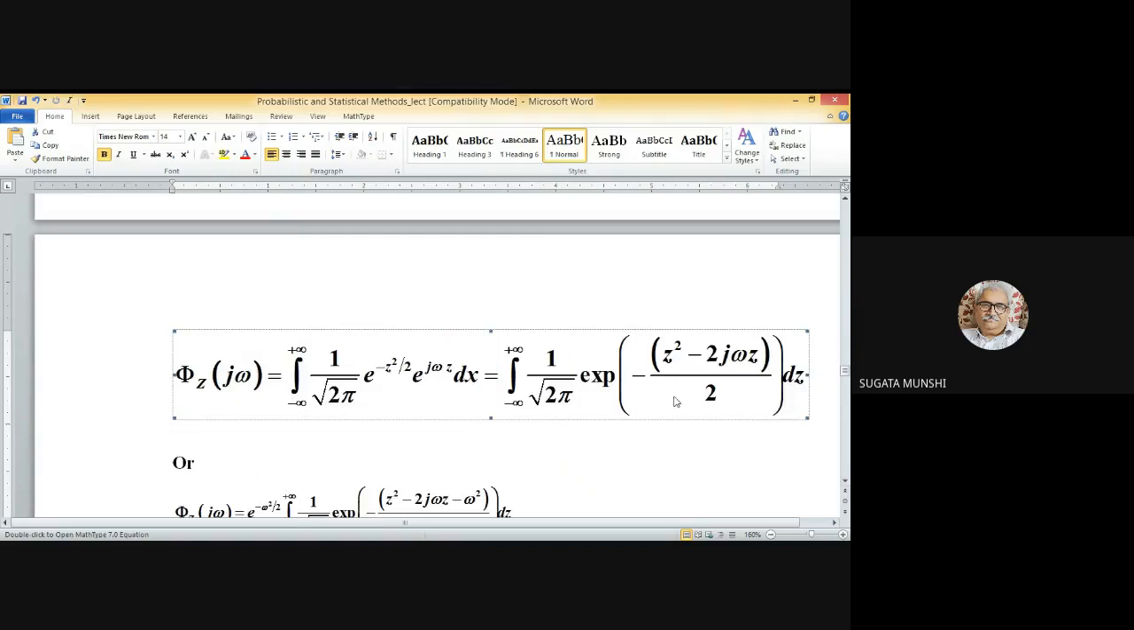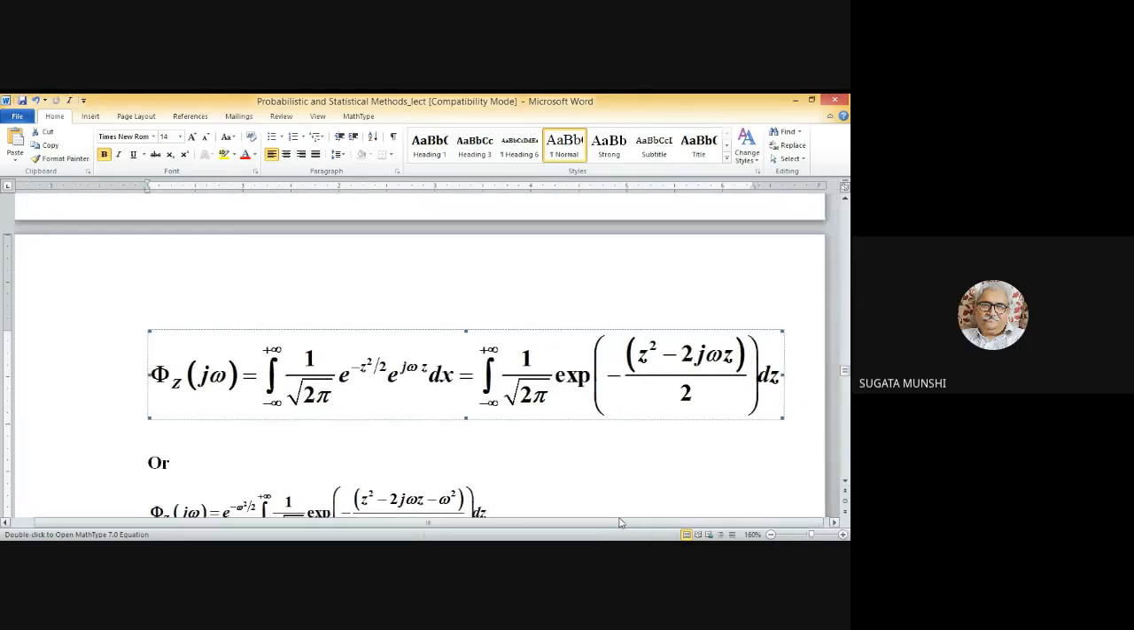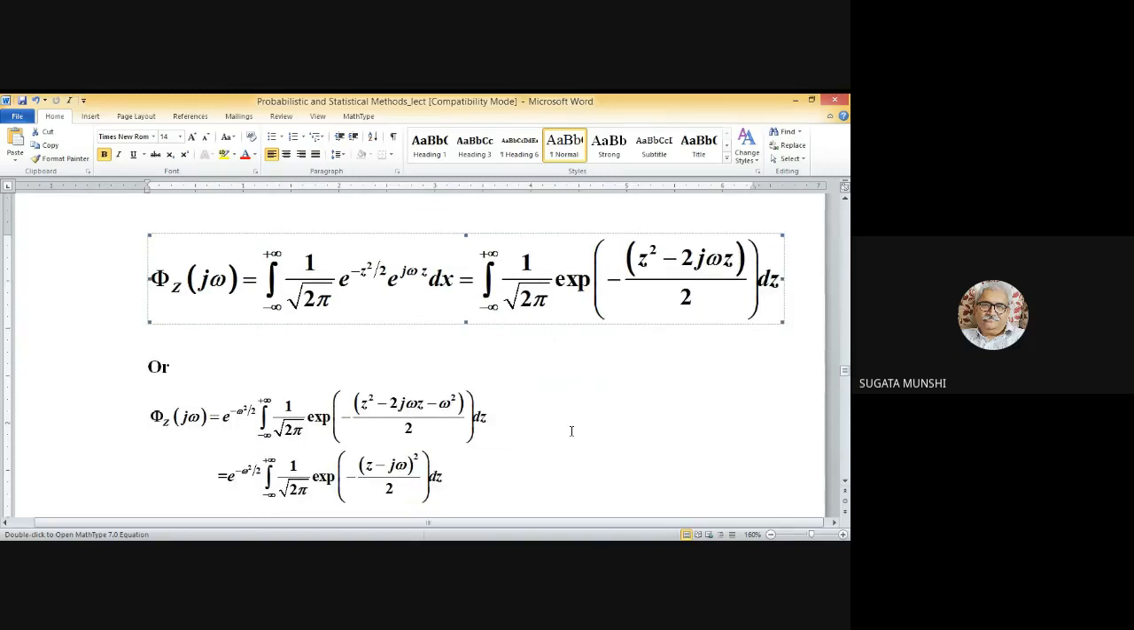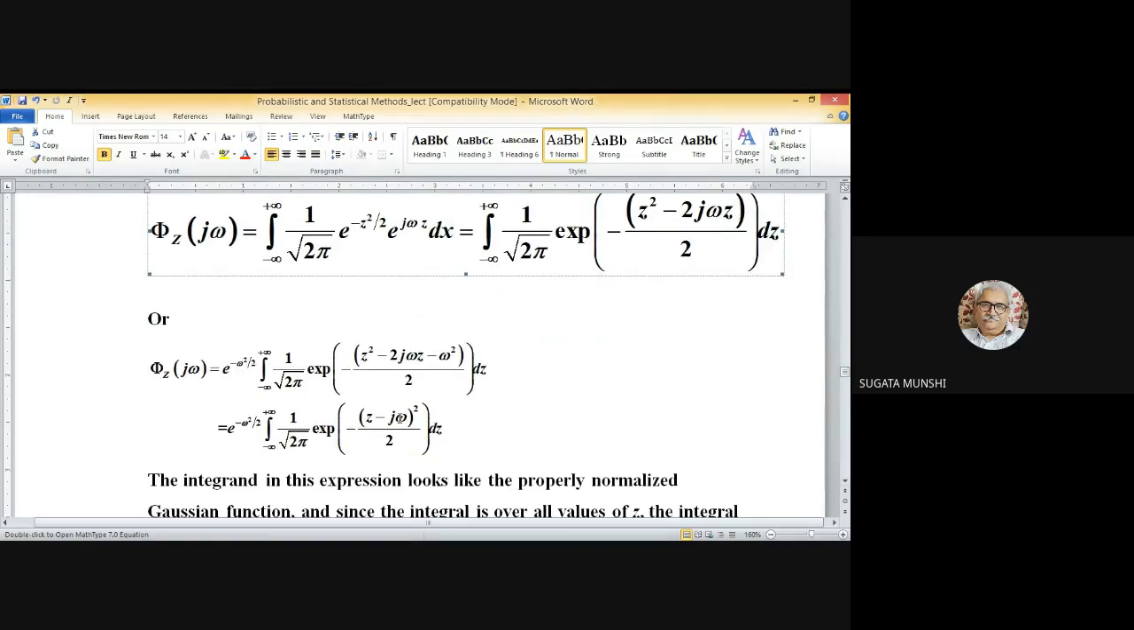e to the power minus within brackets z square minus twice j omega z by 2. All right. Or phi z j omega, if you just take out e to the power minus omega square by 2 outside this integral, because that is not a function of z.